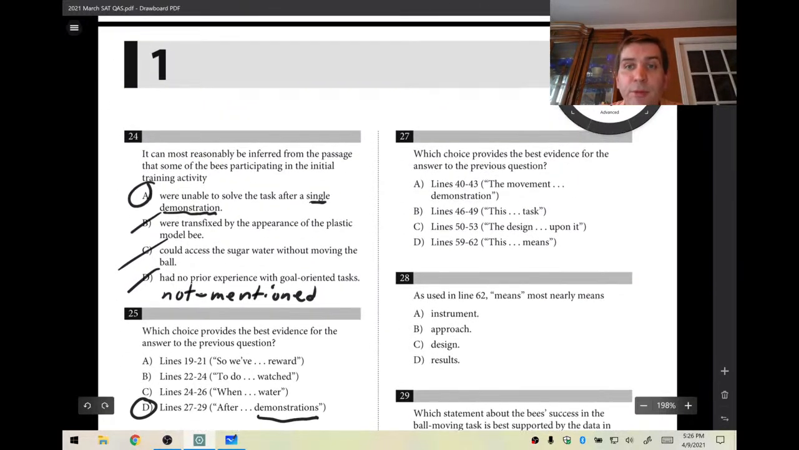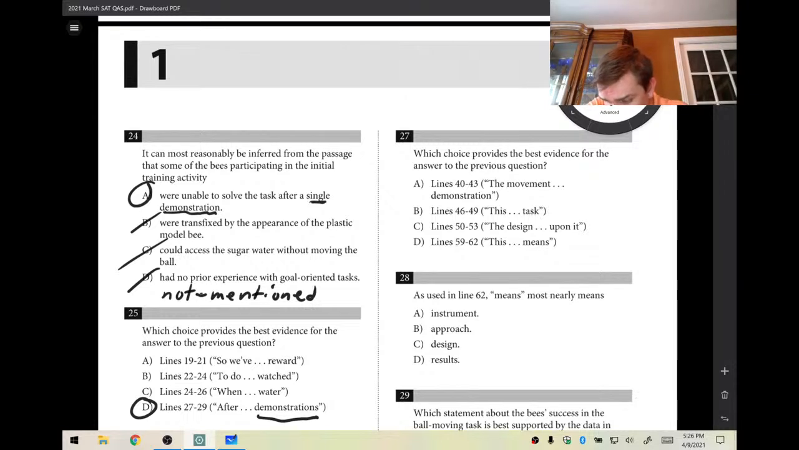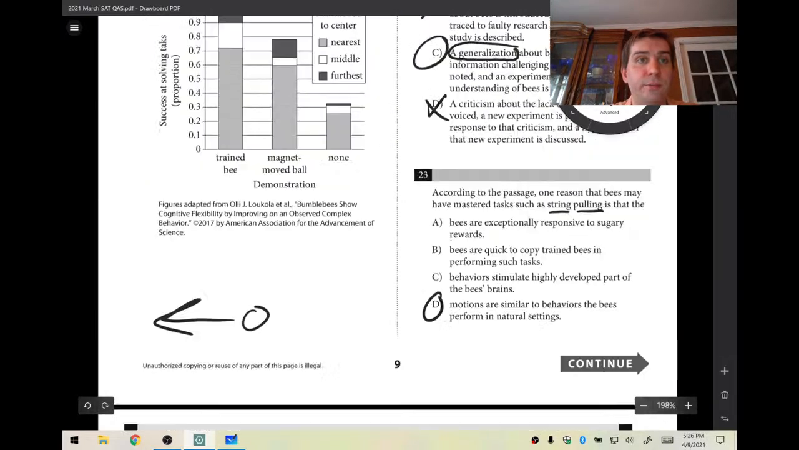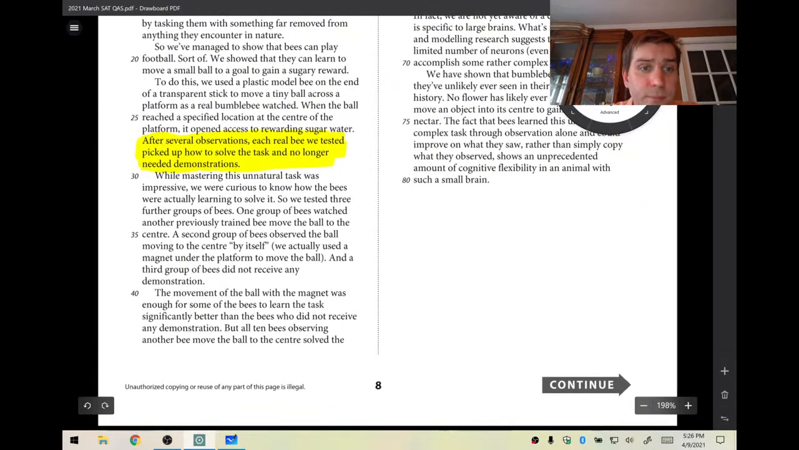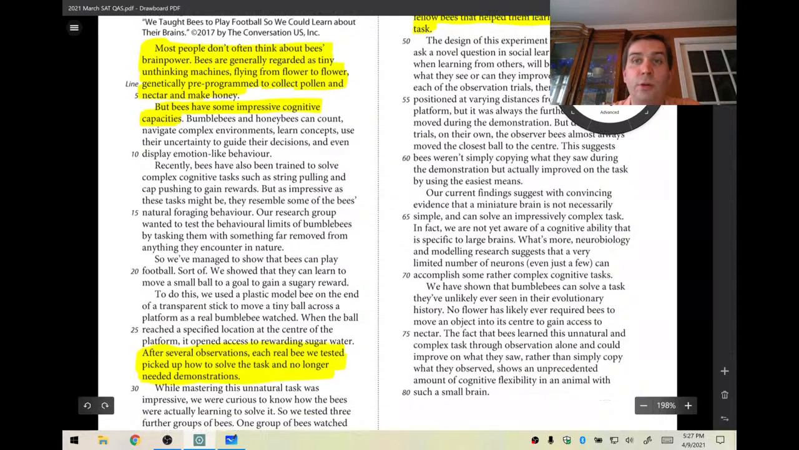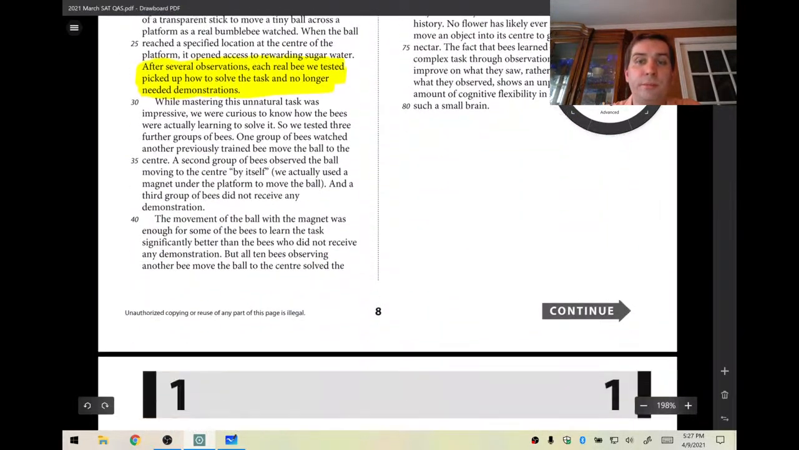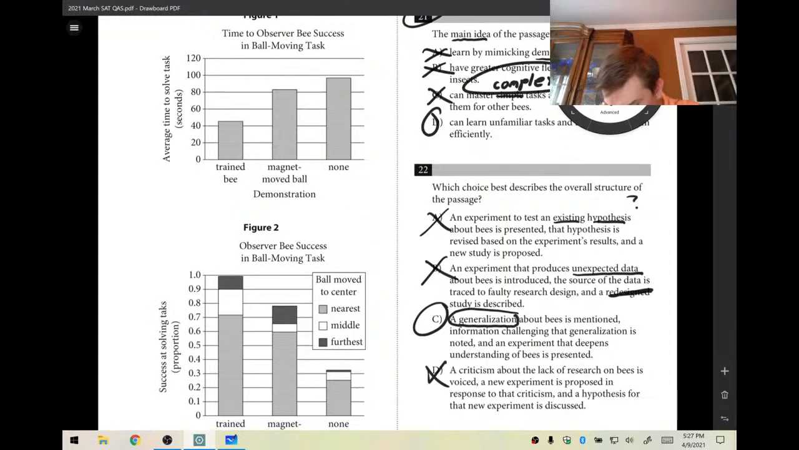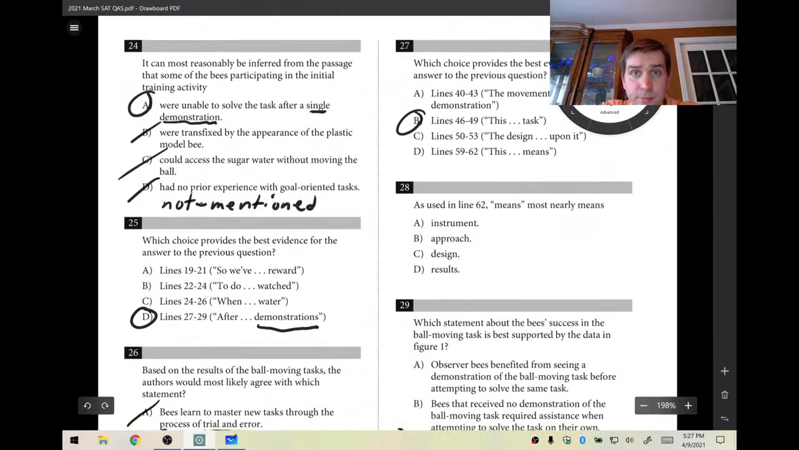All right, 27. Now we have to find the evidence for that. I'm going to read these lines. These are lines 46 to 49. Here's the evidence. I'm going to read from the passage. 46 to 49. This suggests the observer bees picked up something important from their fellow bees that helped them learn this unnatural task. So that's perfect evidence for the previous question. It's exactly what we were looking for.